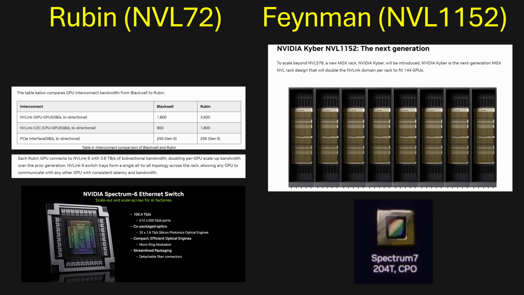Feynman, likely coming out in 2028, will double the GPUs per rack to 144, connect those with some mix of copper or optical lanes, then connect all of the switches of 8 racks with optical NVLink lanes, combining 1,152 GPUs into a single domain. And it will also likely double networking bandwidth again over Rubin.